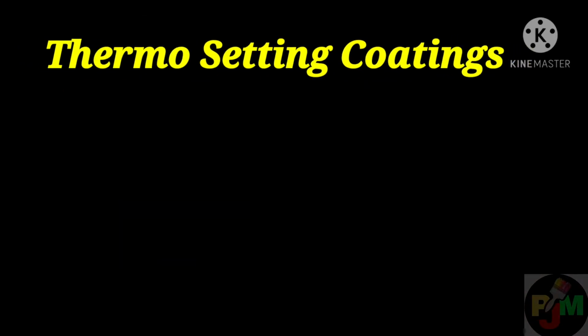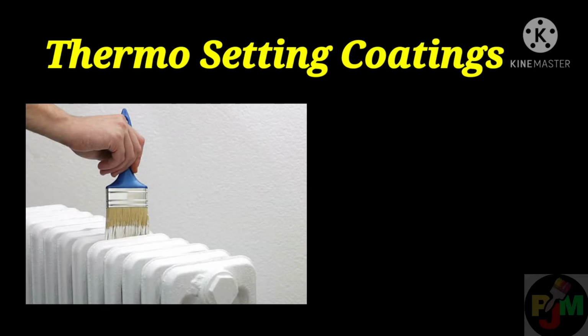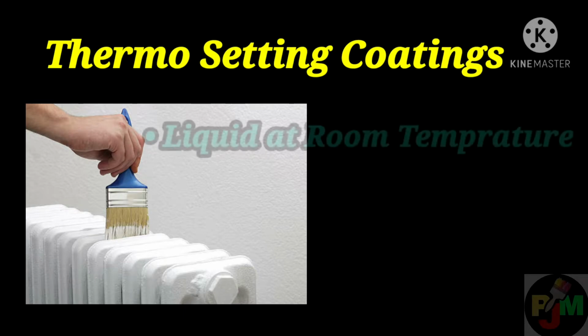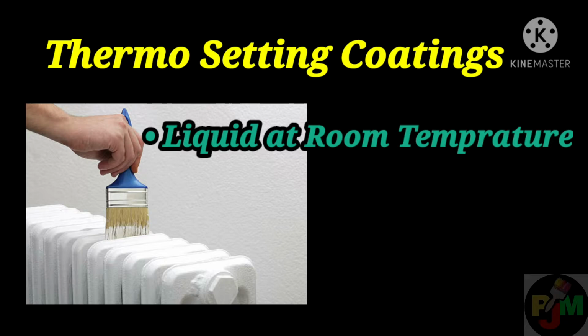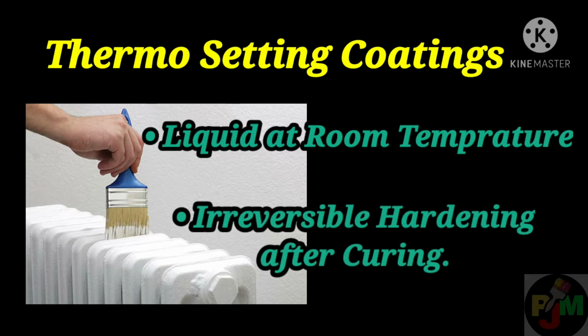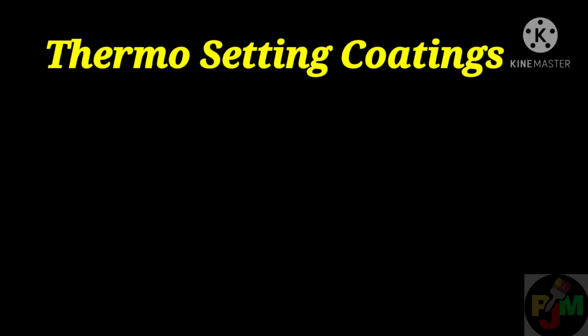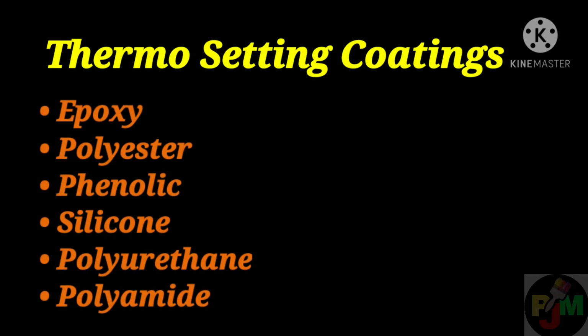Thermosetting. Binder used in this coating is thermosetting in nature. A thermosetting resin or a thermosetting polymer is generally a liquid material at room temperature which hardens irreversibly upon heating or chemical reaction. Examples are epoxy, polyester, phenolic resin, silicone, polyurethane, and polyamide.